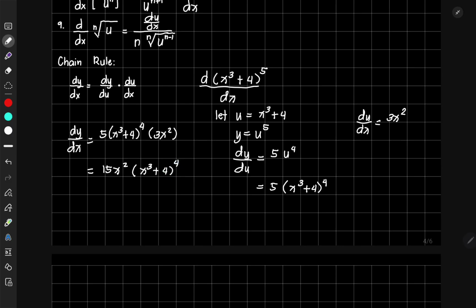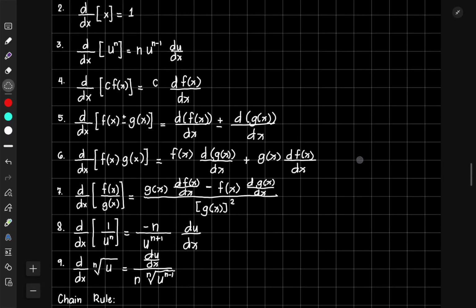So, yan yung derivative for x cubed plus 4 raised to 5 using yung chain rule natin. So, pwede nyong i-expand to, pero medyo mahaba na yung expansion kasi raised to 5 na yan. But you can use your Pascal's triangle kung gusto ninyo. Pero yung sagot ninyo would be the same with this one kung i-expand natin tong x cubed plus 4 raised to 4. Again, using yung Pascal's triangle para mas madali lang siya.